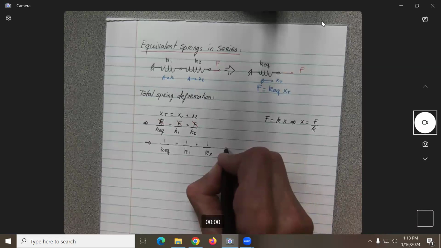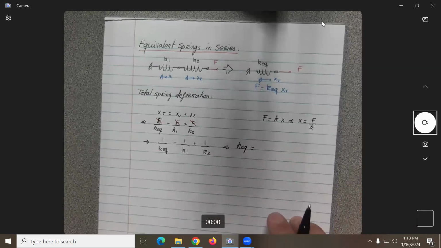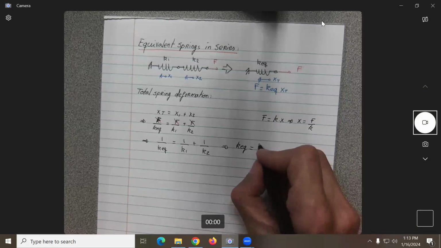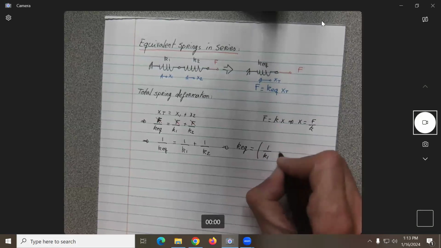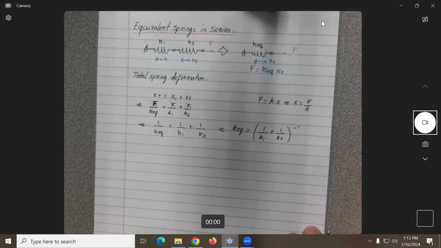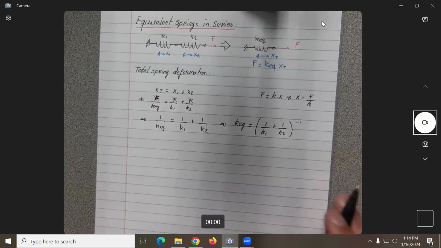Okay, so this will mean that K equivalent should be equal to the inverse of 1 over K1 plus 1 over K2. Yeah? I mean, this is okay.